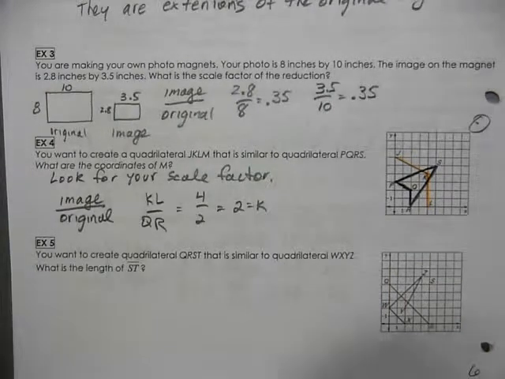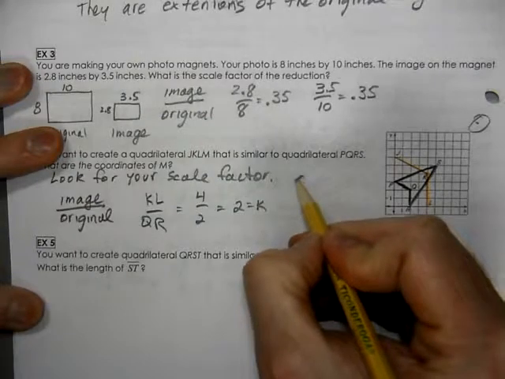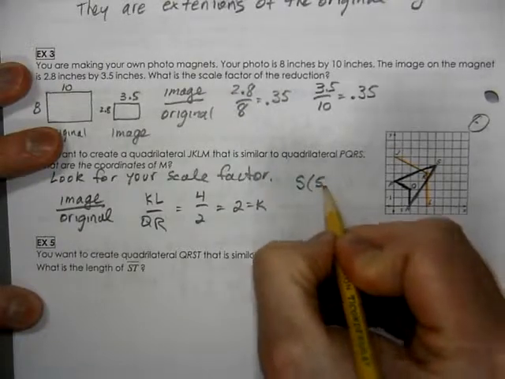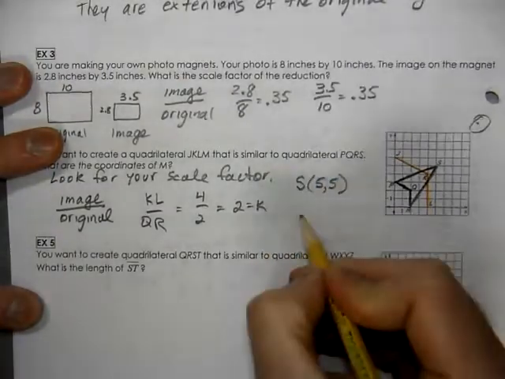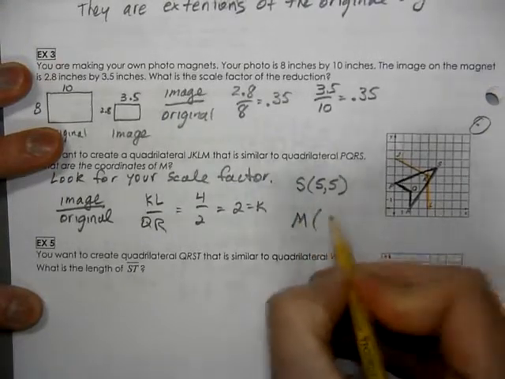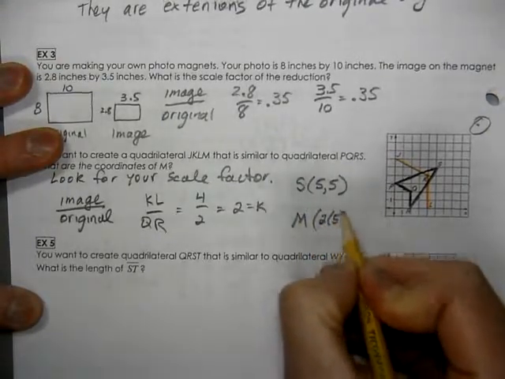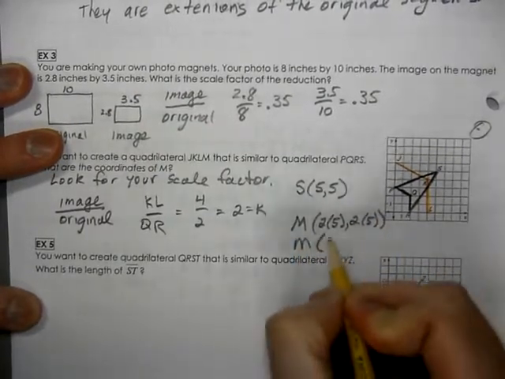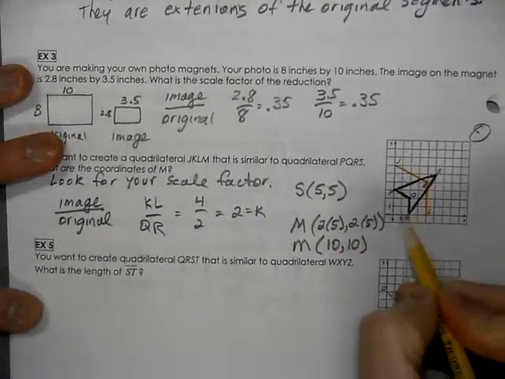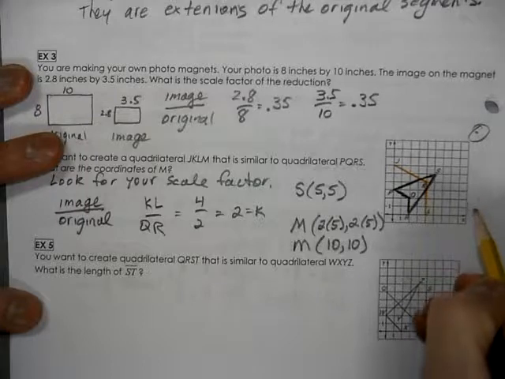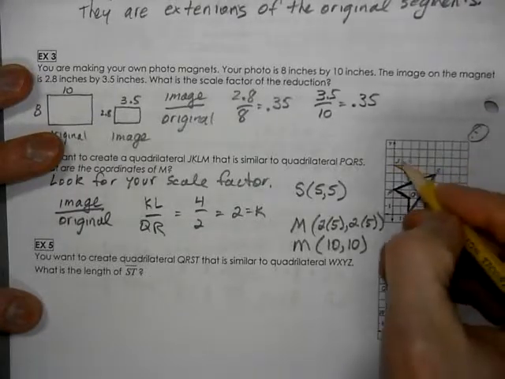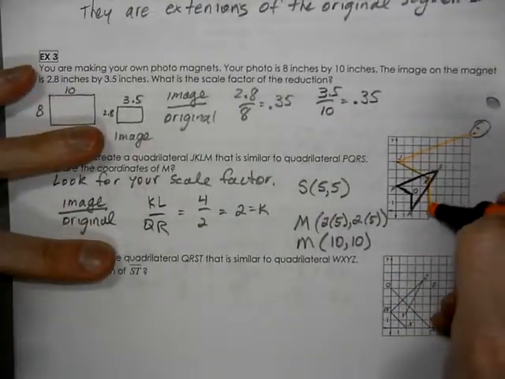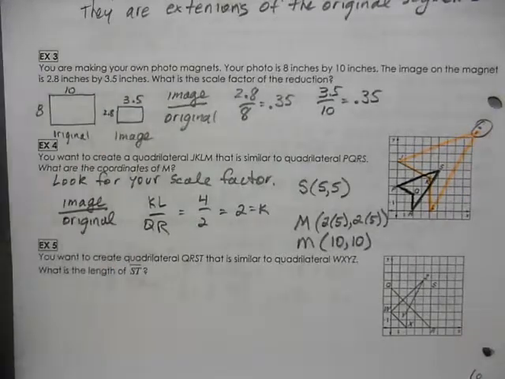So once you have your scale factor, you're going to take your coordinate S, which when you count over 5 and up 5, to figure out M, M is going to be your scale factor times 5, and your scale factor times 5. 10, 10. So that's going to be 10 over and 10 up, right about in there. So there's your new shape.